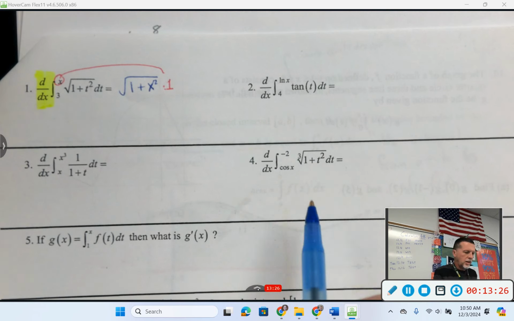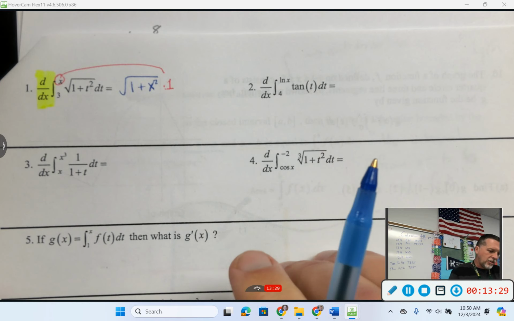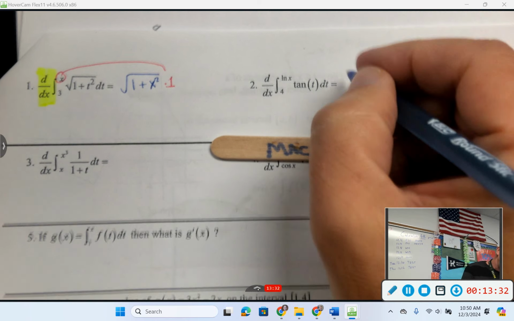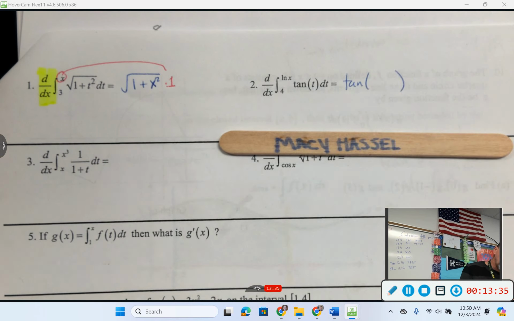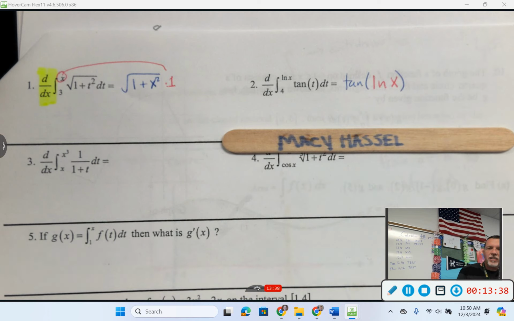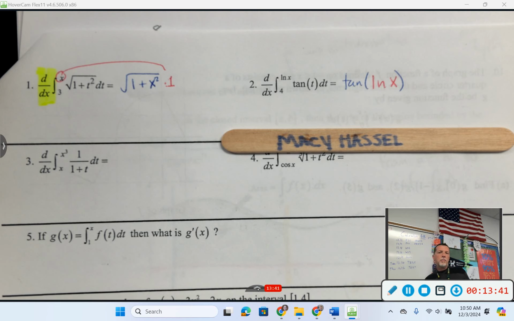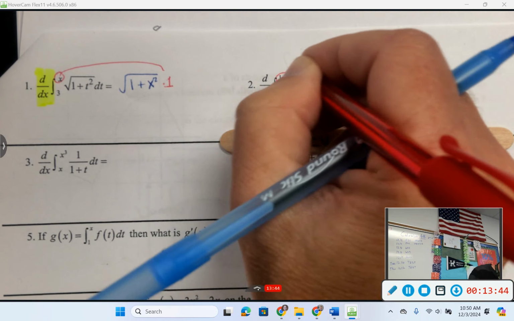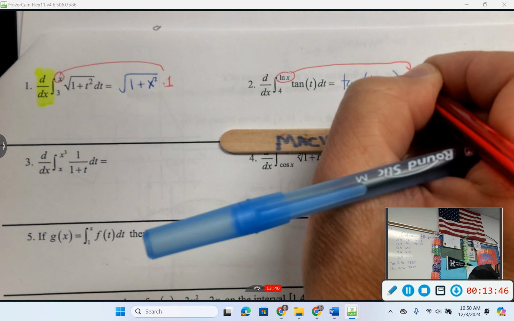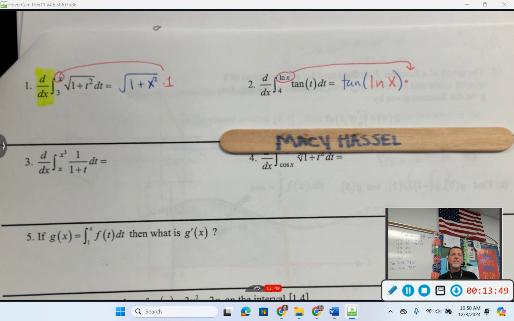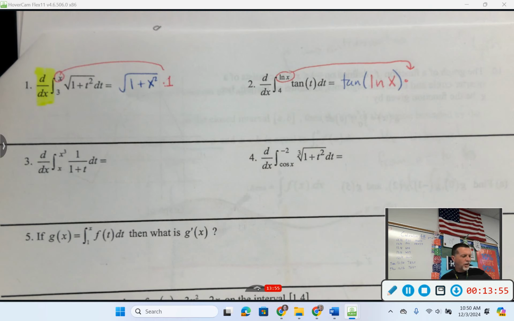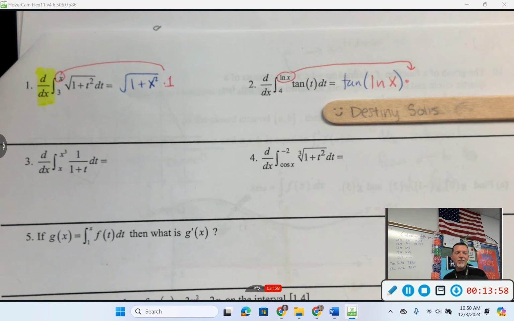Number 2. So job 1 would be to plug in natural log of x. So tangent of the natural log of x. But then what else do I need to tag on to the end of that? Yep. What's the derivative of natural log? Well, we'll let you off the hook because you gave the instructions to the next person. You helped Destiny out by saying we need to take the derivative of natural log. So Destiny, do you know what the derivative of natural log is? 1 over x. Good. 1 over x.